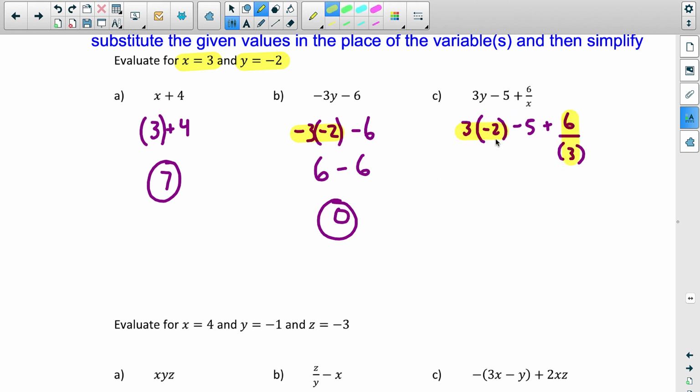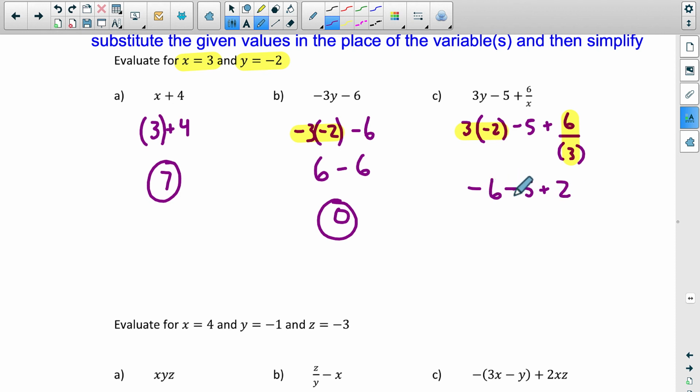So let's do that. 3 times negative 2. Remember, this means multiplication because there's nothing in between them. 3 times negative 2. Only one negative, so it's negative, and 3 times negative 2 is negative 6. Keep the negative 5. Plus 6 divided by 3. Well, 3 goes into 6 2 times. Not 3. That's a super common mistake. Alright, so now we have to solve this. Negative 6, take away 5, and then plus 2.